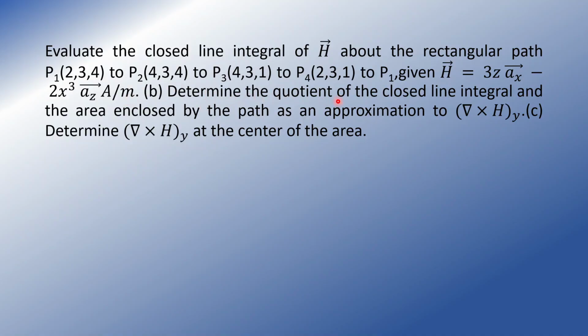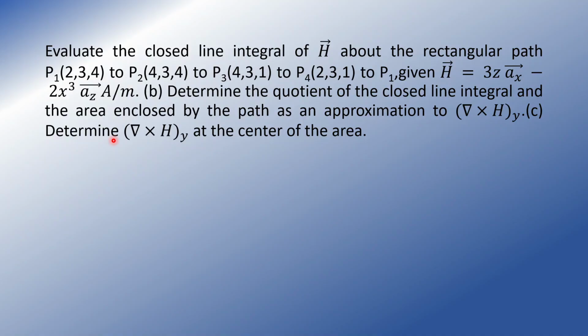The second part of the numerical is to determine the quotient of the closed line integral and the area enclosed. So what we are doing here is an approximation of curl of H. The integral of H dot dl is found in the first part. We divide it by the area enclosed by those 4 points, which is the approximate definition of the curl, not the exact definition, because for the exact definition we are supposed to apply the limits. Thirdly, we determine the curl at the center by using the determinant method or the available formula.